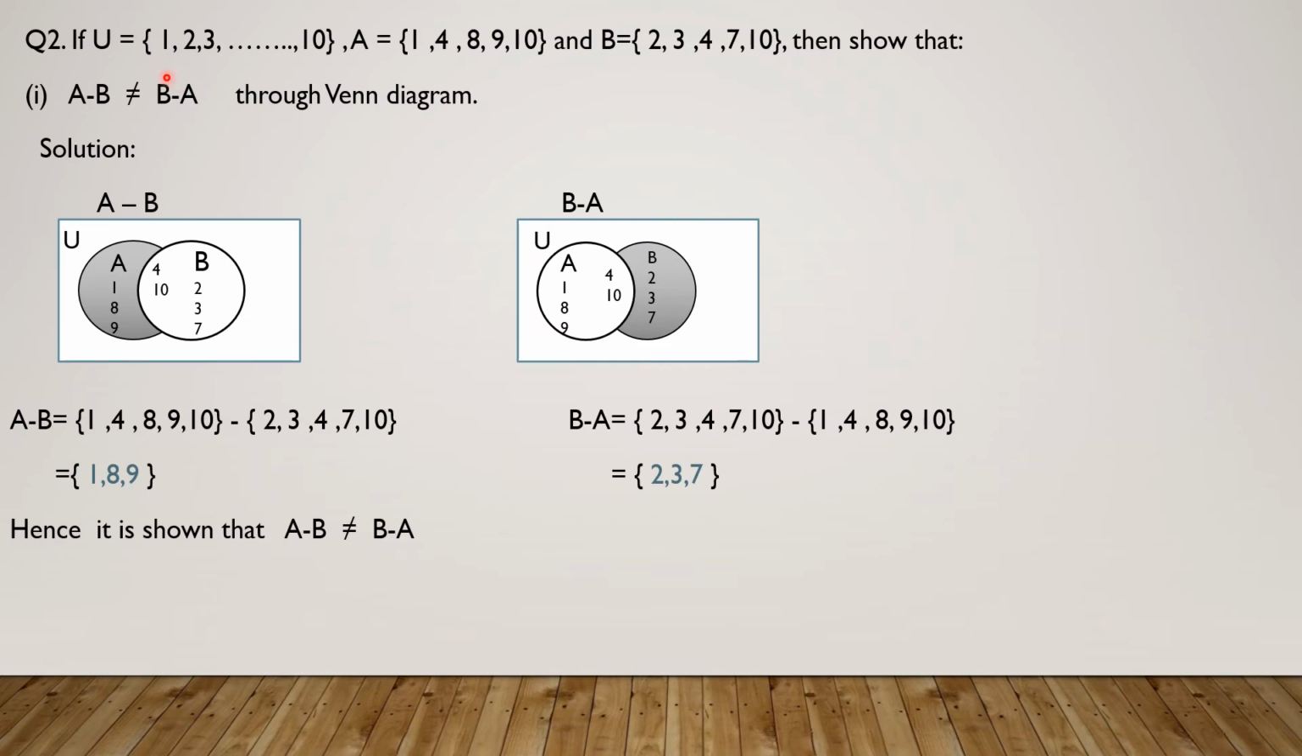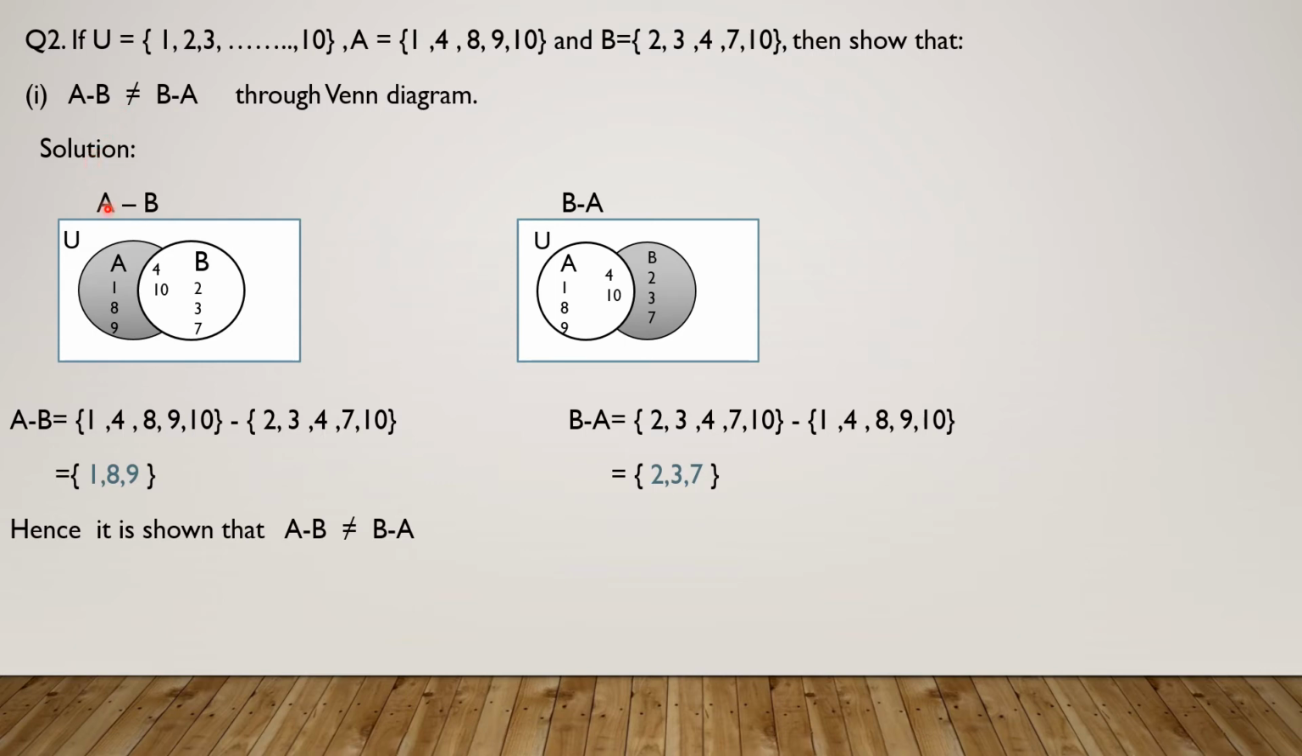Question number 2 is, if the universal set U is equal to 1, 2, 3 up to 10, A is equal to 1, 4, 8, 9, 10 and B is equal to 2, 3, 4, 7, 10, then show that A minus B is not equal to B minus A. Students, here the question says show, which means you have to show A minus B is not equal to B minus A through a Venn diagram. We will make the Venn diagram of A minus B and B minus A, and through the Venn diagram we will show that these two are not equal.